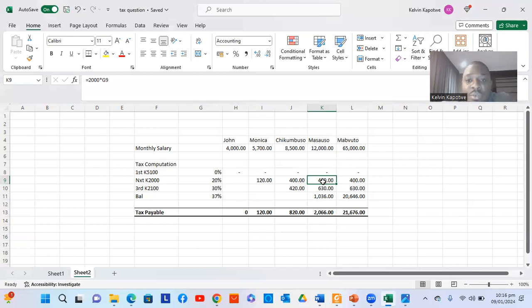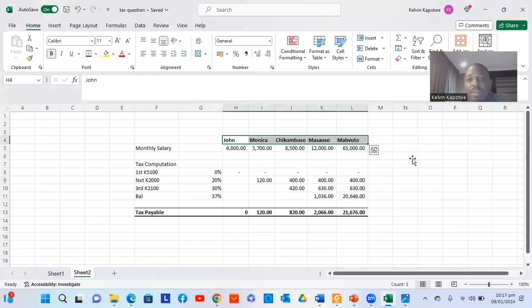Okay. And then you have Chikumbuso. Chikumbuso gets 8,500. The first 5,100 is at 0, then she's going to pay a tax of 820 on the income of 8,500. Then for Masauso, who earns 12,000, Masauso will pay 2,066 kwacha out of the income of 12,000. Then Mavuto, who earns 65,000 kwacha, is going to pay 21,676 on his income of 65,000 kwacha.